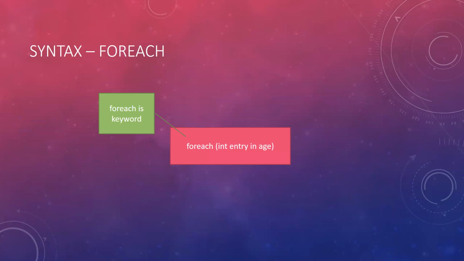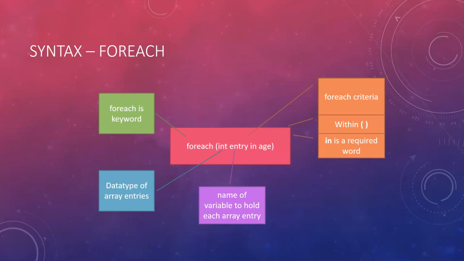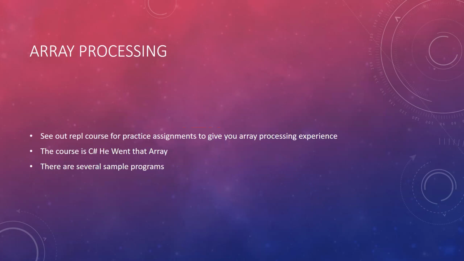So in a for each loop, for each is our keyword. Our criteria is contained within parentheses. In is a required keyword here. And after the keyword in, we have to have our collection name. Before that, we need the data type of our array, the variable name to hold each array entry, and then our actual array. So all of these things get pulled together.